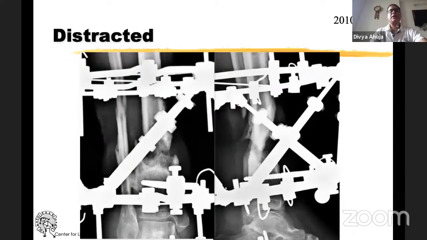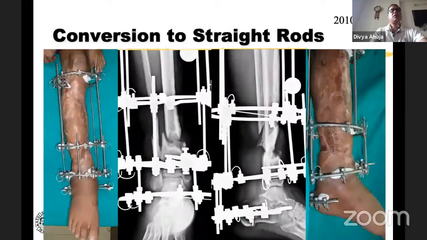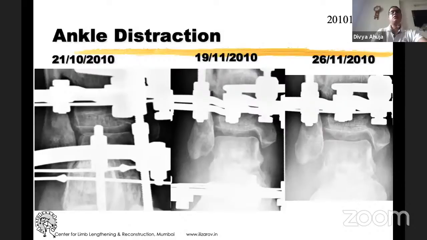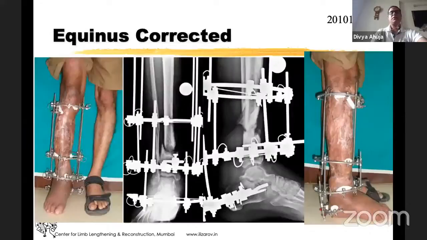So that's the distraction at the non-union, and then converted to straight rods. The thought process here was because it's a stiff non-union and some healing is seen, we treat it as a hypertrophic non-union with distraction. There should be regenerate formation at the non-union, and ankle distraction then continued. And at the end of 2 months, that's the comparative picture for the ankle distraction, and then we repositioned it under anesthesia to a plantigrade position and maintained it in that, and allowed weight bearing.